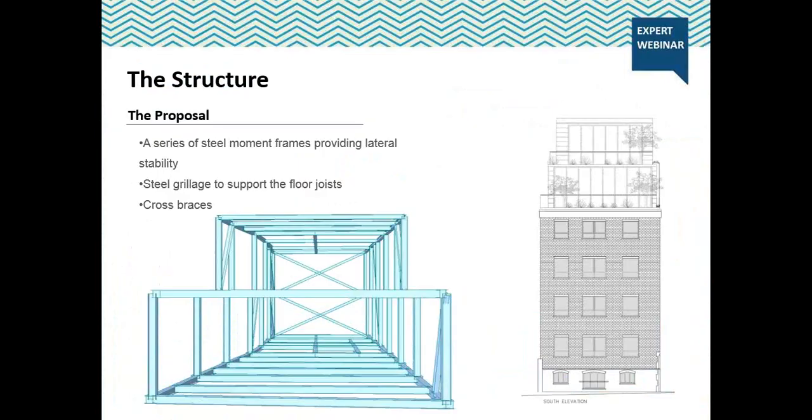The end bay towards the rear of the property was required to be of smaller 152 by 152 universal column sections to allow for enough space for the staircase to be extended upwards. Lateral sway into this bay is also carried using 10 mm by 150 mm steel cross braces.